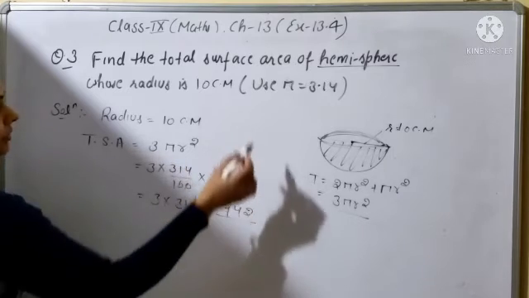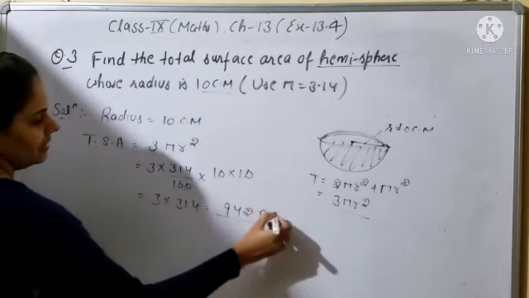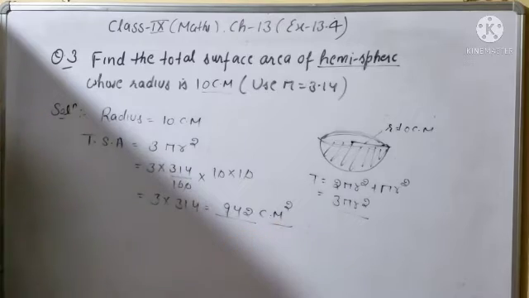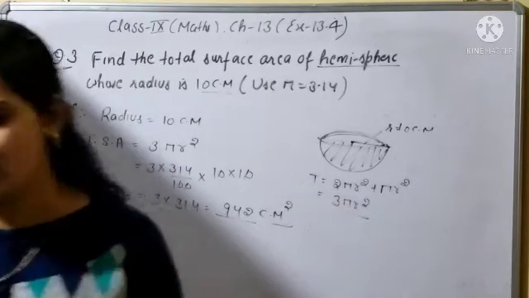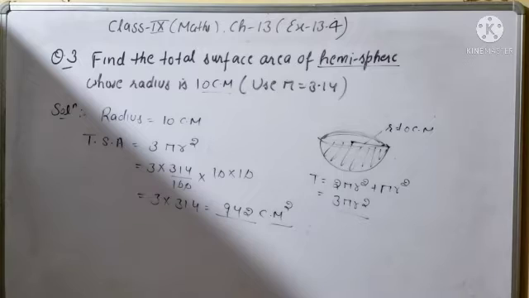So it will be 942, and radius is given in centimeter, and this is total surface area, so this one will be in centimeter square. So this is your total surface area of hemisphere: 942 centimeter square. So this was your question number 3. When you are finding the total surface area of sphere, you will apply the formula 4 pi r square. For hemisphere, you will apply the formula of total surface area 3 pi r square. And for the lateral surface area, you will apply 2 pi r square. Clear?